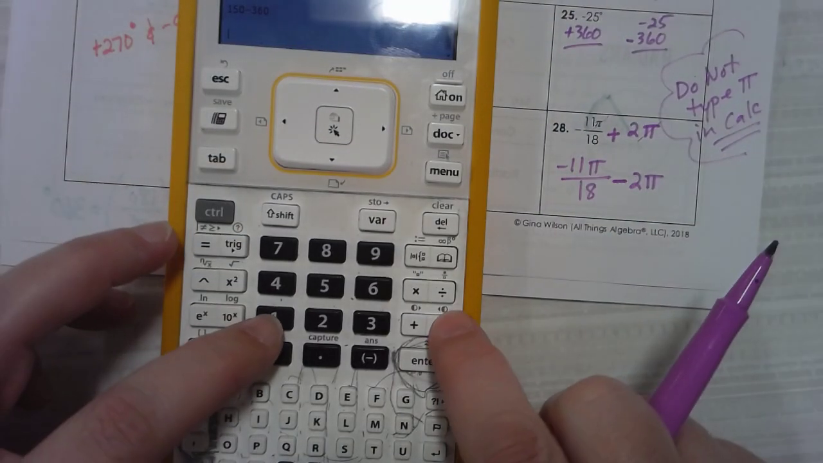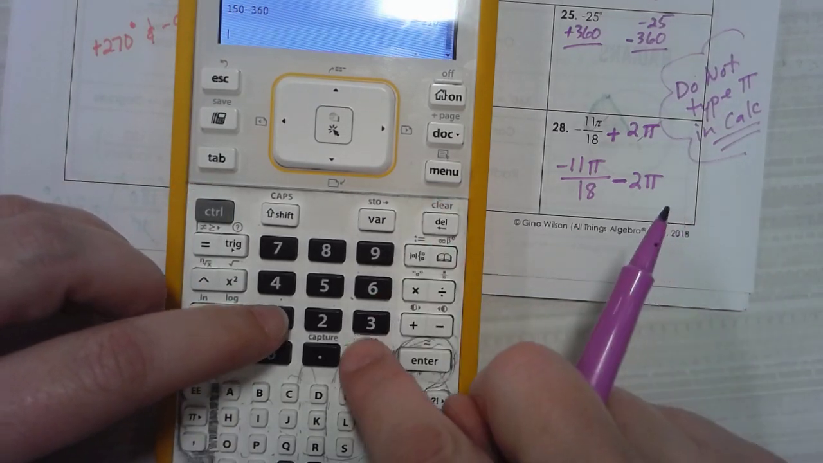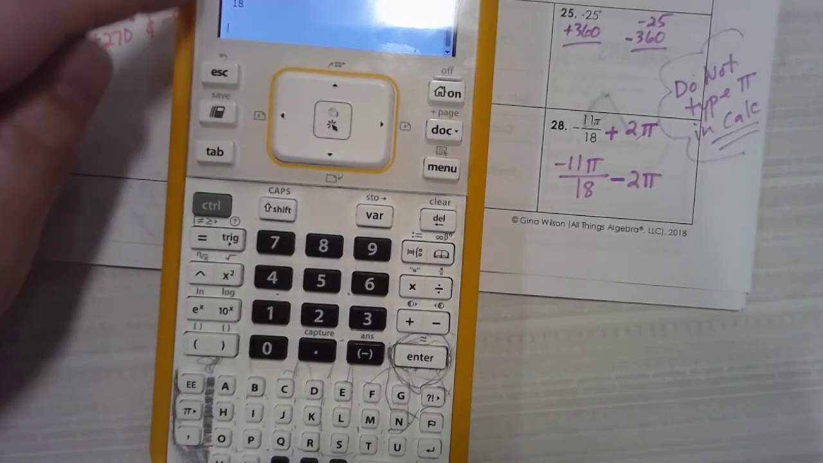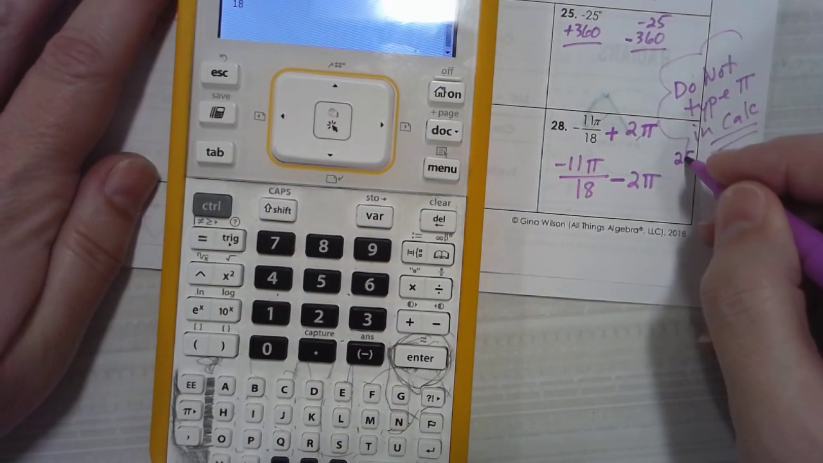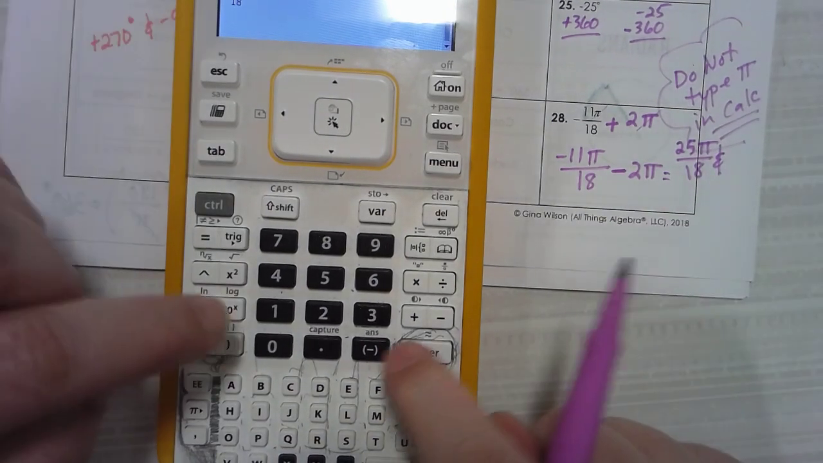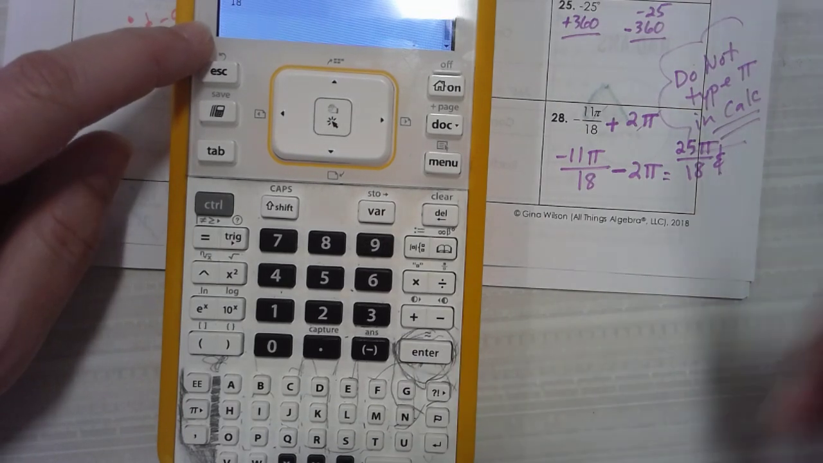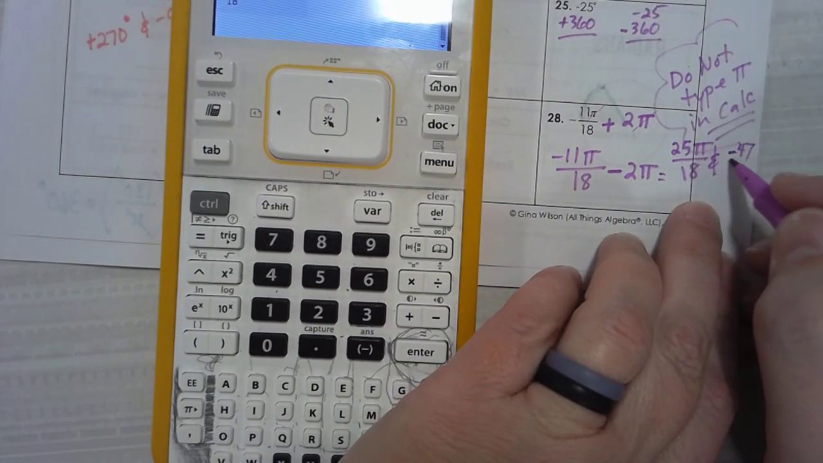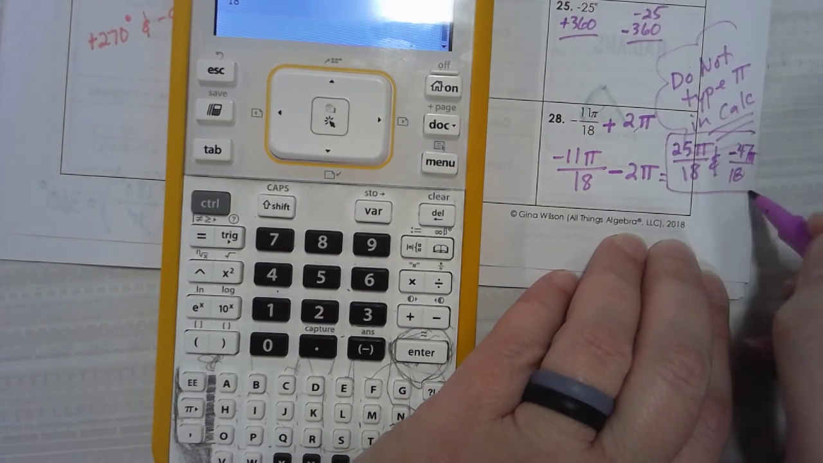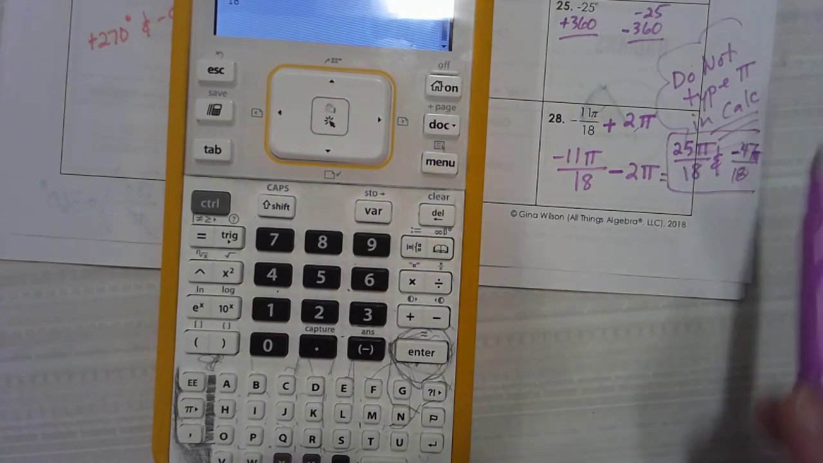Okay, so we're going to do negative 11 over 18. Oops, I did minus. Just kidding. Negative 11 over 18 plus 2 is 25 pi over 18. And then negative 11 over 18 take away 2 is negative 47 pi over 18. Put pi back into your answer. Okay, don't type pi in your calculator, but tag it back on.